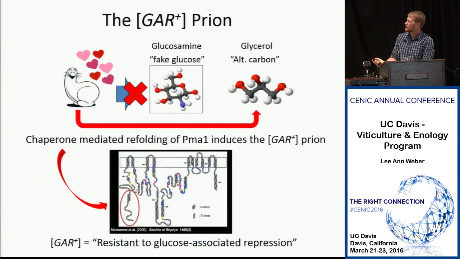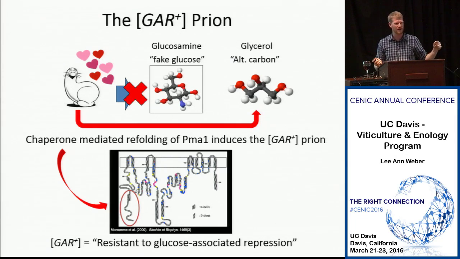My prion, known as the GAR prion, which means resistant to glucose-associated repression. You can see hopefully where this is going. This is a situation in a lab where we give the yeast something that looks a lot like glucose, so it activates their glucose repression response, and they say, oh yeah, we got glucose, let's eat it. And then they get stuck, because it's like chewing on plastic food. You're not going to get anything out of it. And they have to learn how to circumvent this glucose-associated repression response and use this alternative carbon source.